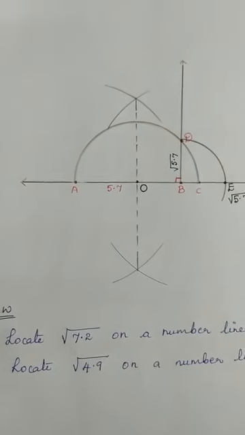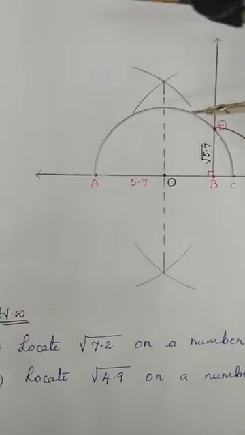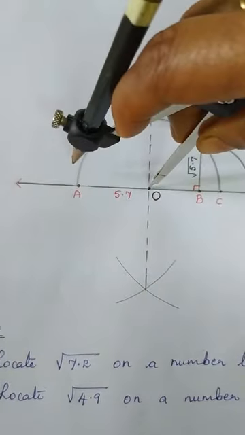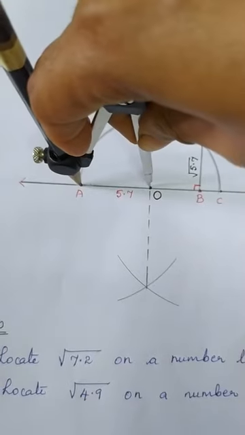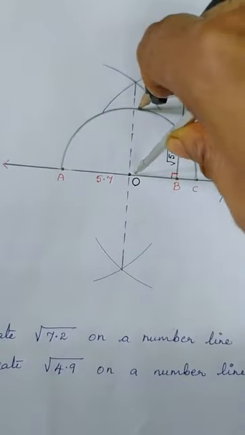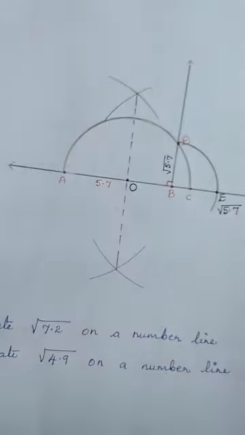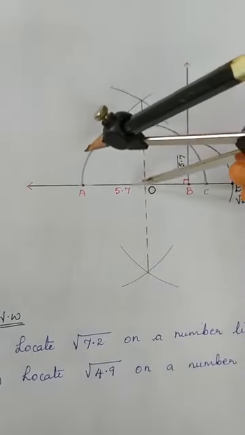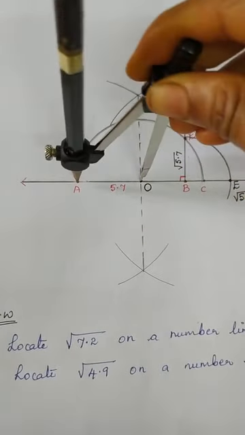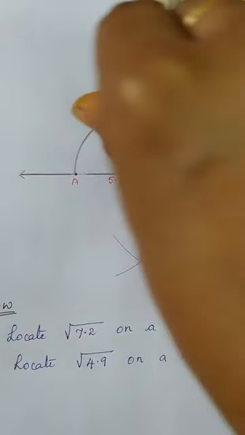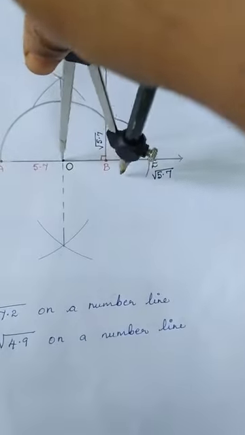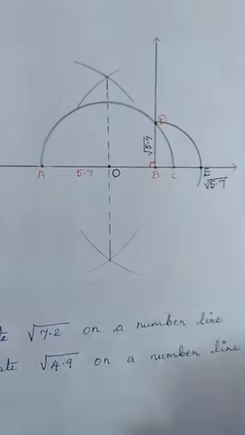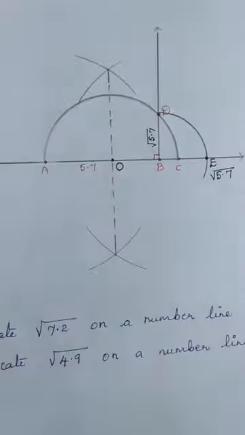Okay. Next step, children, adjust the compass. Listen here, adjust the compass to O to A. Take a radius of O to A and you are going to draw a semicircle. Keep the compass tip on O and adjust the compass size to A and draw the semicircle. See here. Could you see the semicircle here, children? So that semicircle A to C is there.